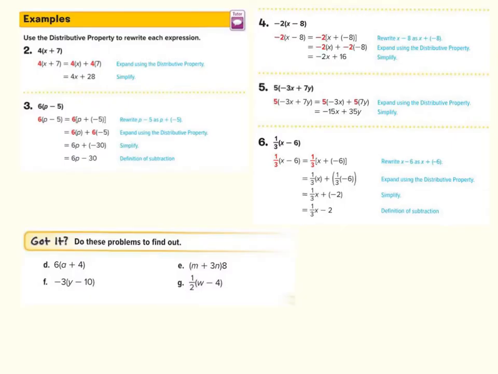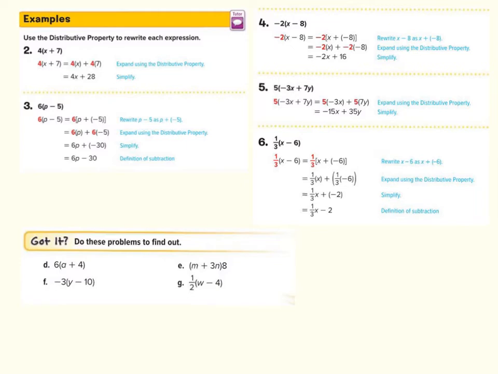So on page 377, you see all these examples with performing the distributive property. A letter is involved. A letter is known as a variable in mathematics. So I'm not going to go through each of these examples. We're just going to dive right in. If you look down at question D, we're going to write it out.